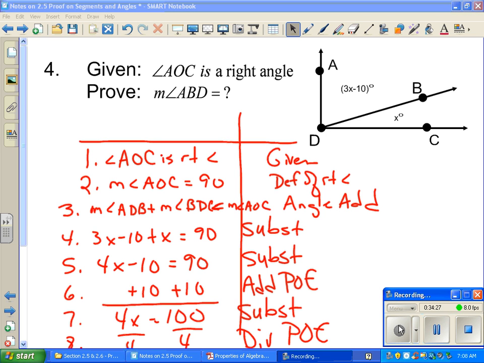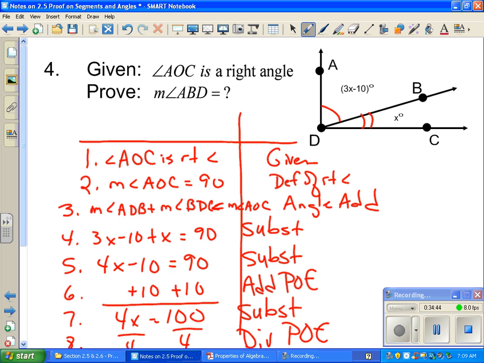Okay, so in this proof we stated the given that angle AOC is a right angle. So that tells us that in the definition of the right angle that the angle is 90 degrees. But we also have a picture in which has two angles inside of that 90-degree angle. We have these two parts. So we want to add those together and make the whole angle. So that's what I did in the next part.